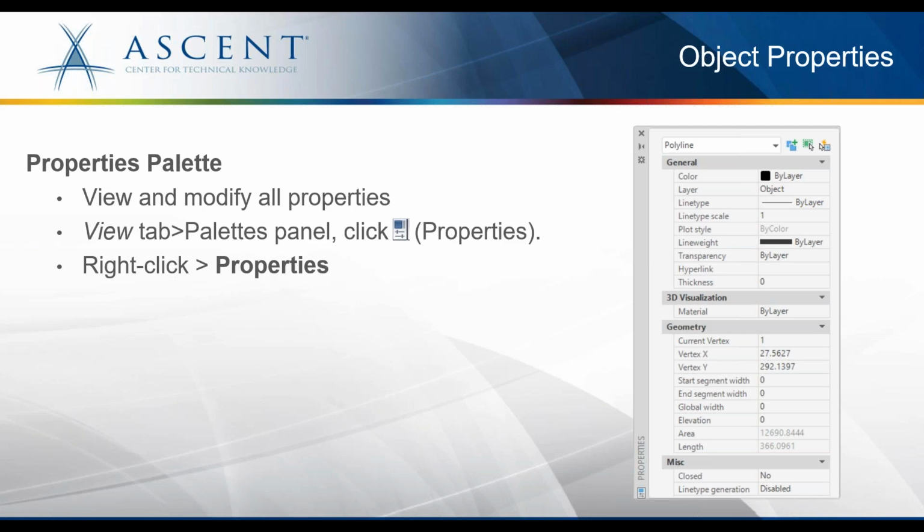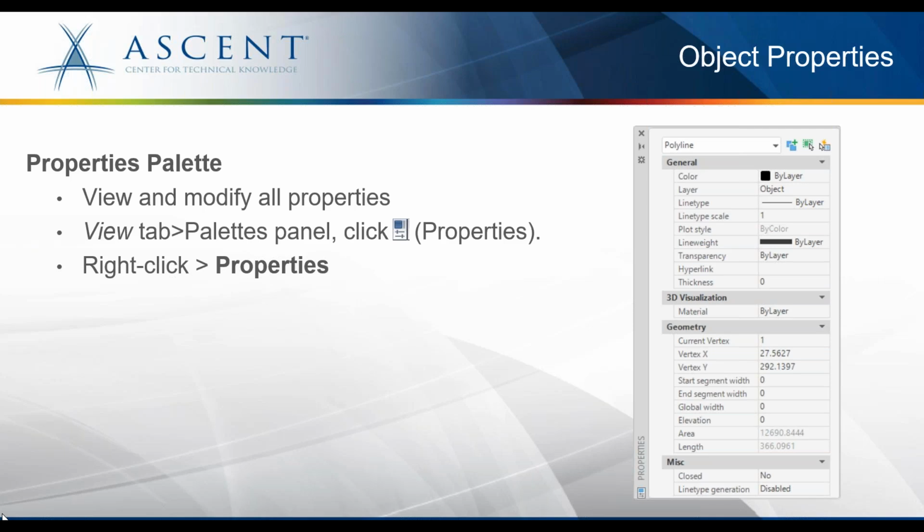Now, how do we get to the properties palette? There are multiple ways of opening the palette. The most common is in the View tab, Palettes panel, where you have all the palette icons in there, and you click the Properties icon to open the palette.